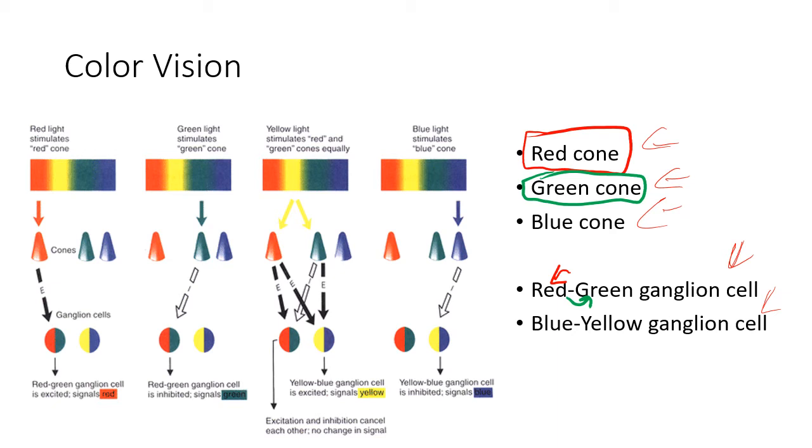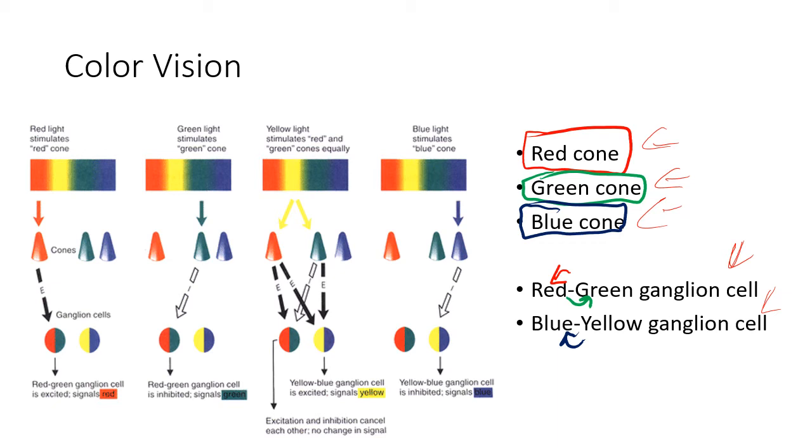How about blue? Blue is easy too. Blue stimulates the blue cones here, and it turns the blue-yellow ganglion cells to blue. It stimulates the blue, yellow is inhibited, and it signals blue. So that's how we get blue.